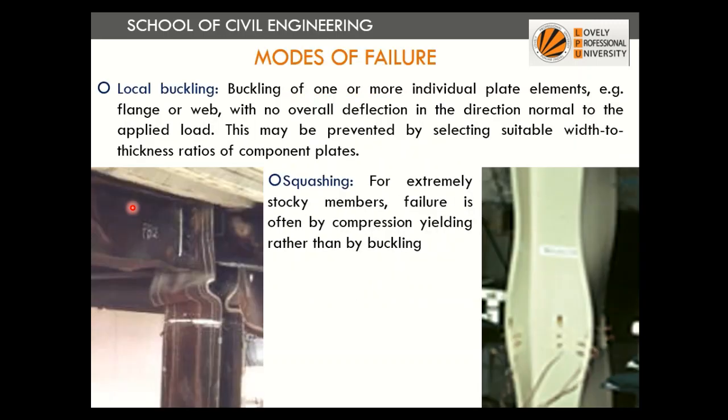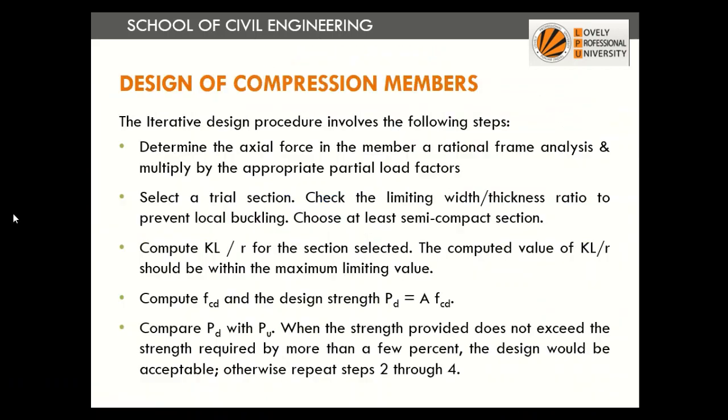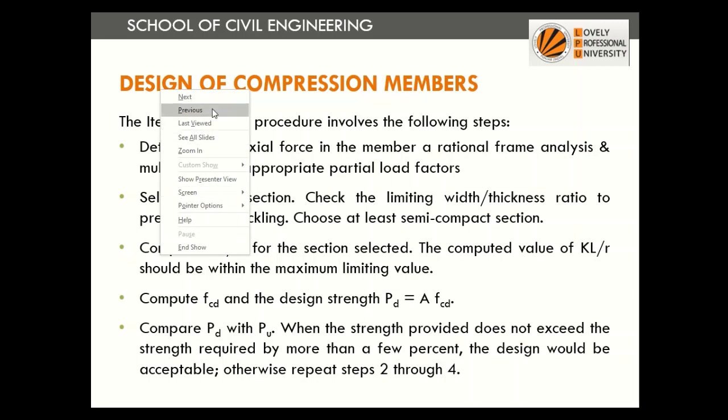So these are some of the figures that are showing the local buckling and squashing of the member. You can read it, it is self-explanatory. Now what we see is these are the design steps. When we do the numerical, it will be easy. We'll see in next class.